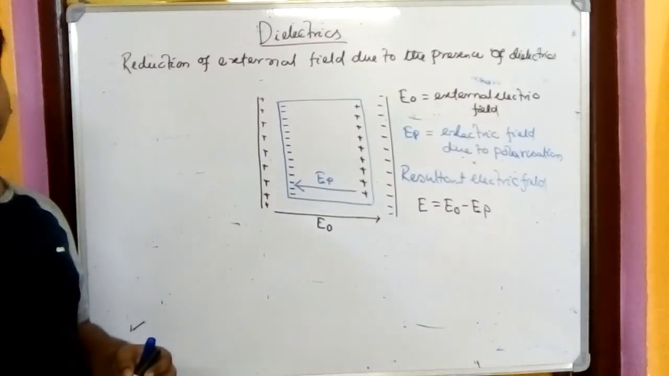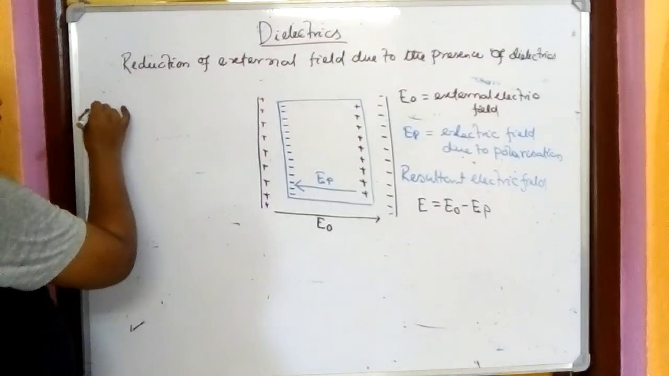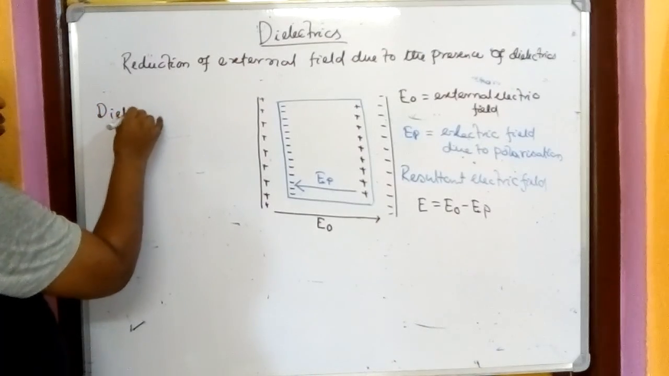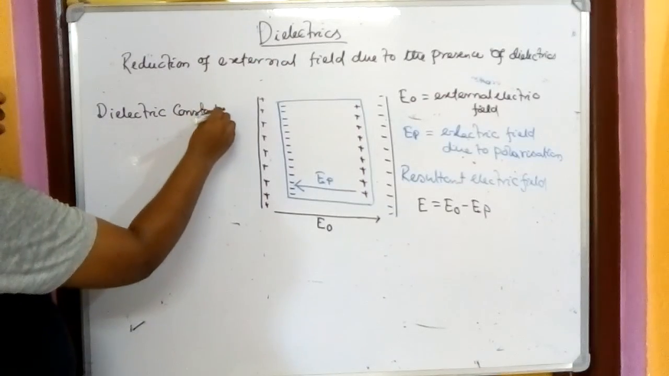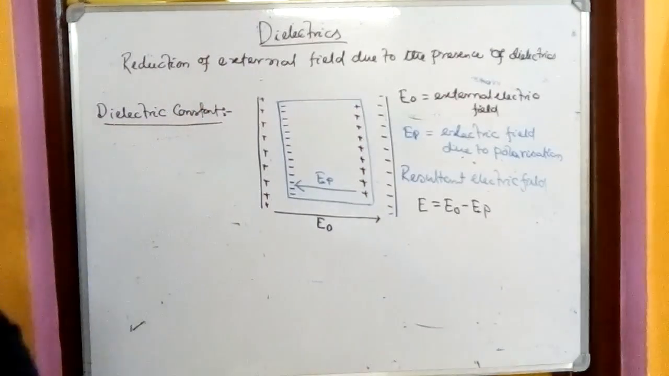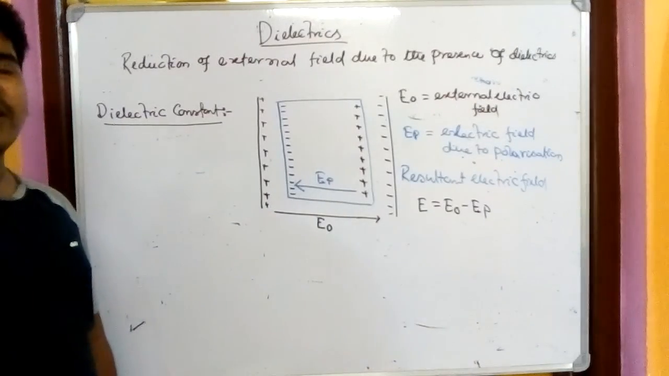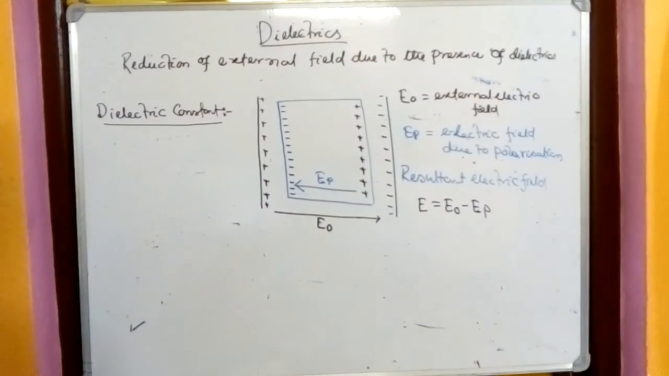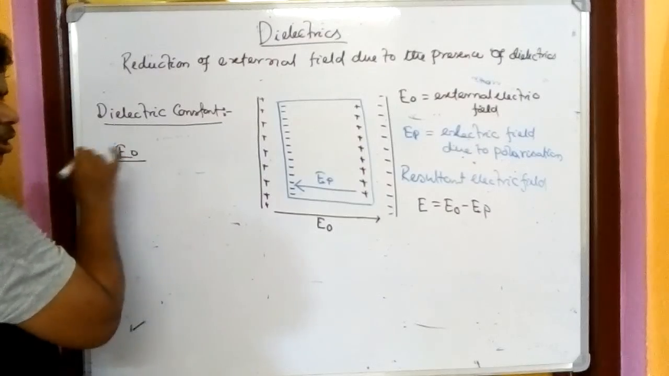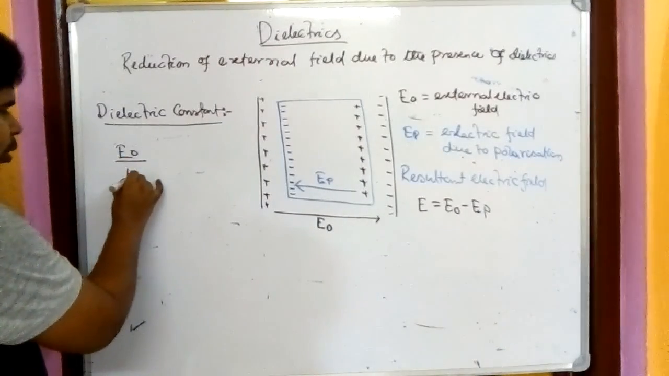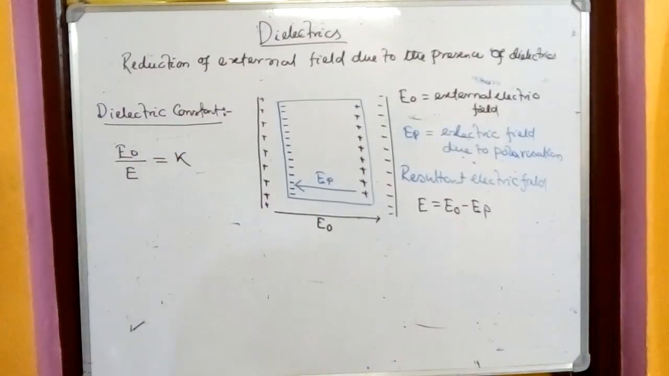So how can we denote different dielectrics? We denote different dielectrics by the dielectric constant. See, we have already learned what the dielectric constant is. The dielectric constant is nothing but the ratio of the external electric field to the reduced electric field, that is known as the dielectric constant K.